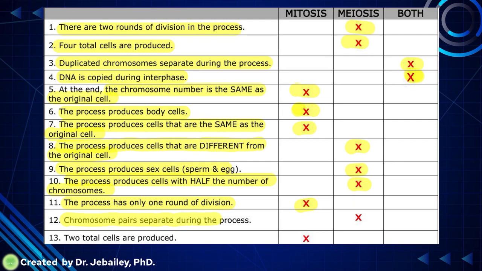Chromosome pairs separate during the process. When I say chromosome pairs, now we're talking about the homologous chromosomes, which only happens in meiosis. Two total cells are produced. That's only mitosis. So this is a very good summary of the entire process between mitosis and meiosis. You know all these possibilities. You can answer any questions related to it.